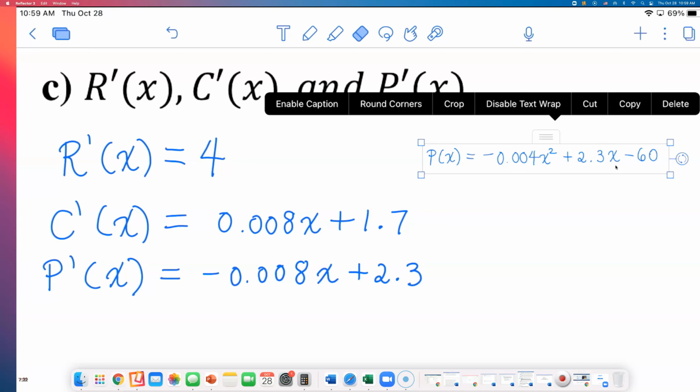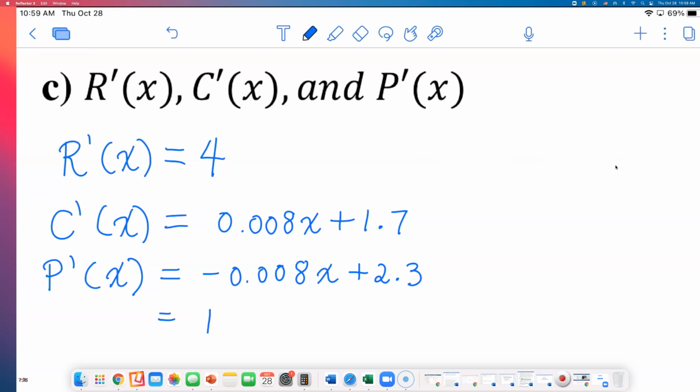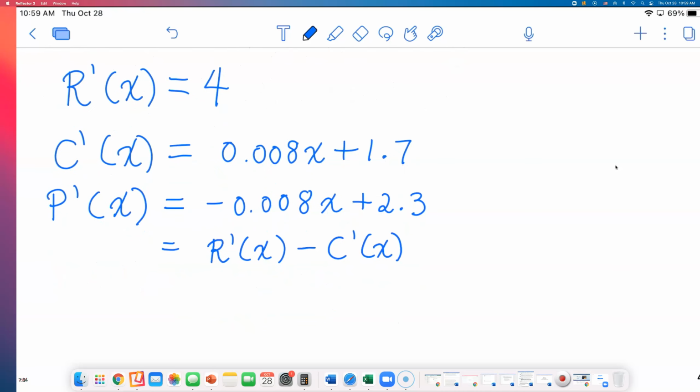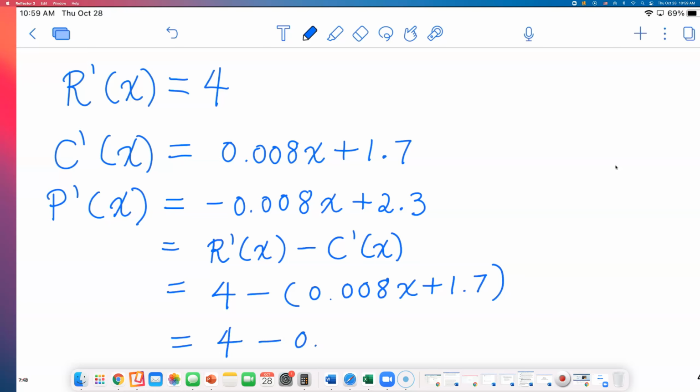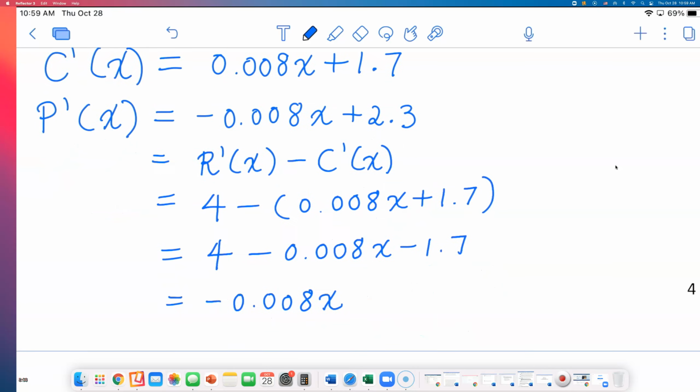Oh, you know what, guys? Maybe we could have done it this way. What if we subtract r prime of x minus c prime of x? I have a feeling we're going to get the same answer, right? So let's try that. What if we do 4 minus 0.008x plus 1.7? If we do that, we will get 4 minus 0.008x minus 1.7, and I can bring that negative 0.008x, and oh, whoopsie, sorry, you could not see what I was writing.